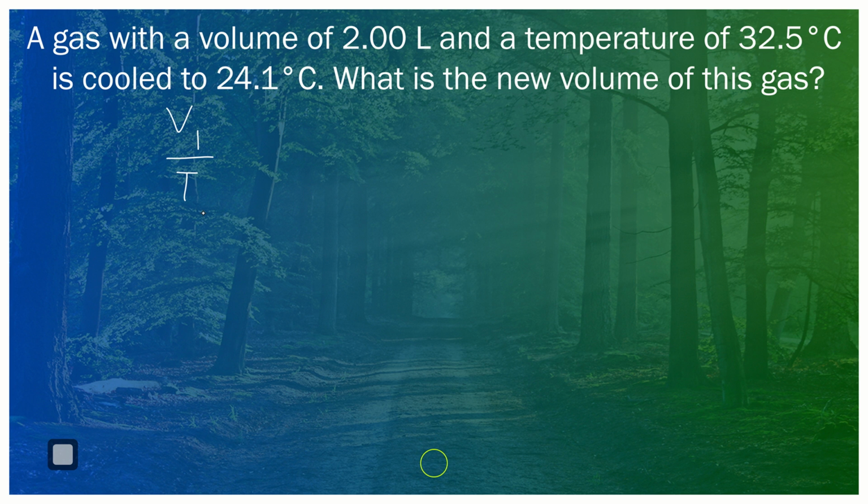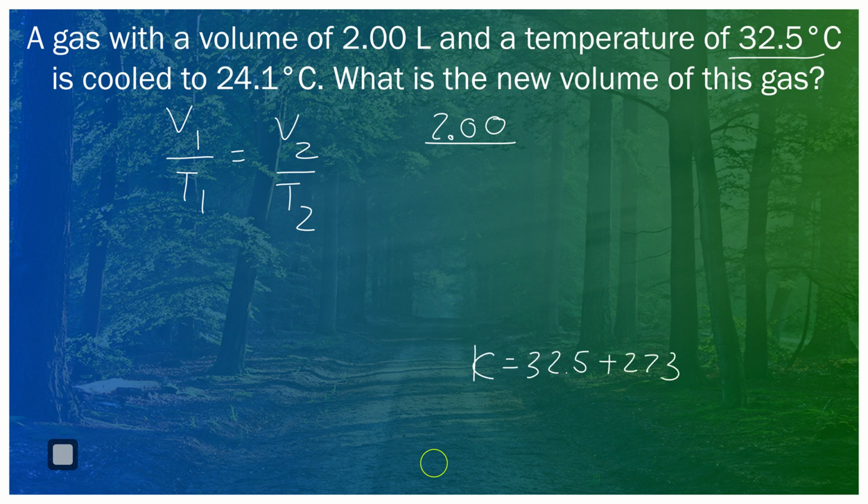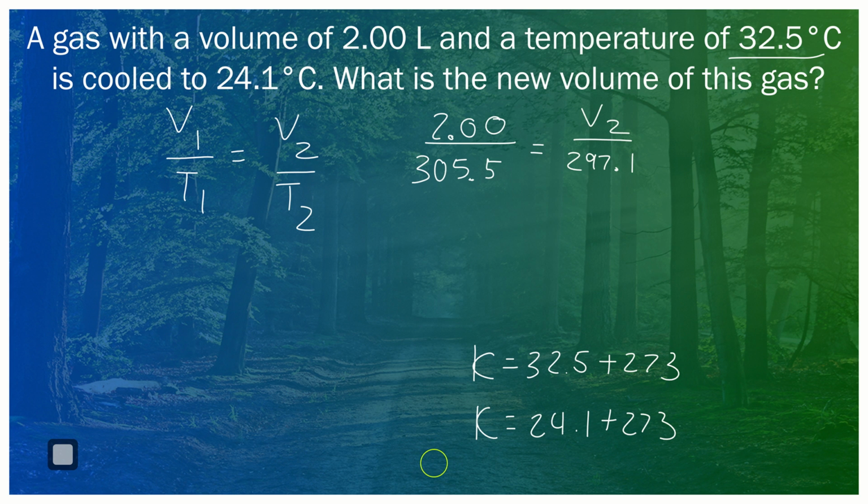So V1 over T1 equals V2 over T2. My initial volume is 2.00 over 32.5 degrees. I need to change that to Kelvin. 32.5 plus 273 is 305.5. And then I need to do V2 over T2 Kelvin, which equals 24.1 plus 273. That's 297.1. I can then cross multiply.